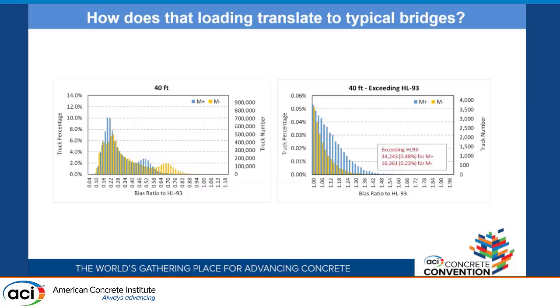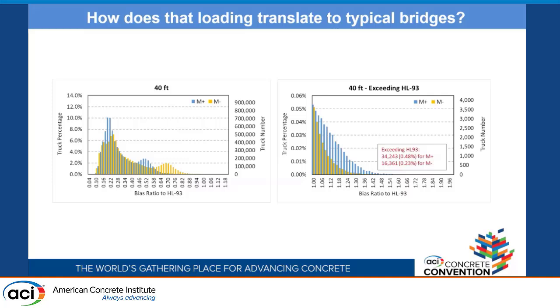If you look at the data on the left, these are the bias ratios now, so anything less than 1 is good, and you look at that and say, oh, there's nothing above 1, or so it seems, right? But if we blow it up and look at the graph on the right, now we're looking at just the vehicles that exceeded the design load. So there was 32,243 for the positive moment and 16,361 for the negative moment.